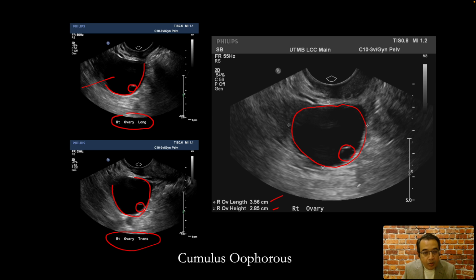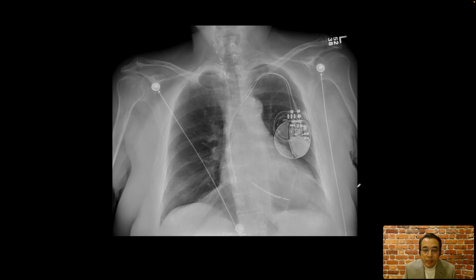We should recognize it and say that this is a developing follicle. And if you scan this patient again in the next cycle, you'll probably not see it. So it's important to recognize this physiologic finding and not confuse it with pathology.